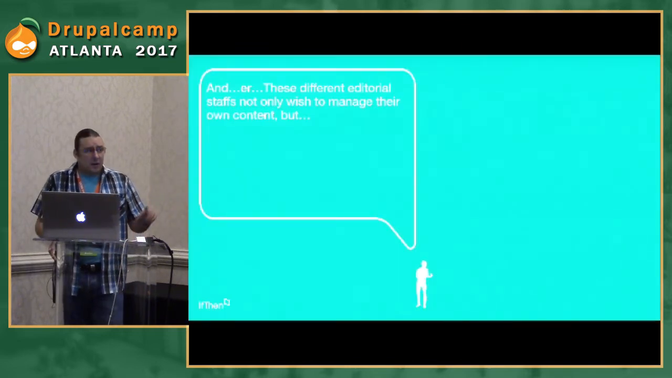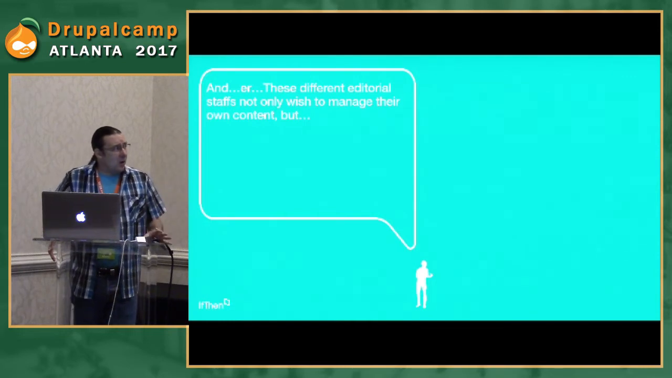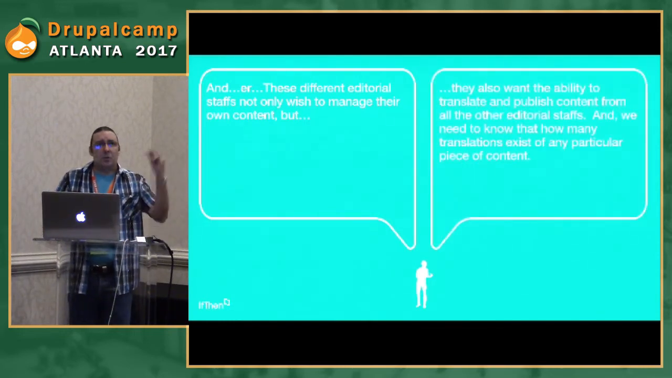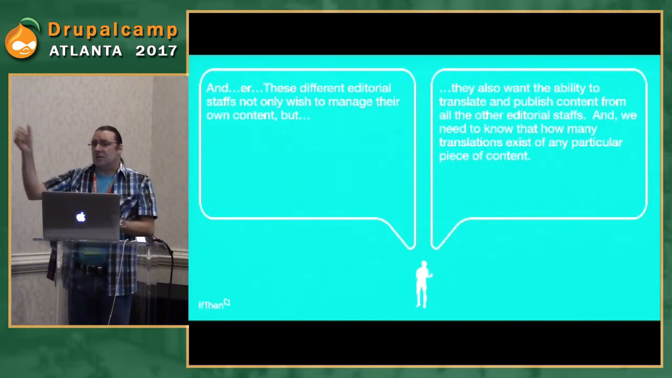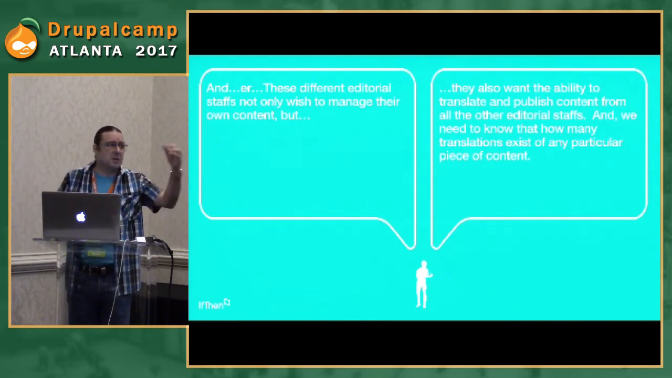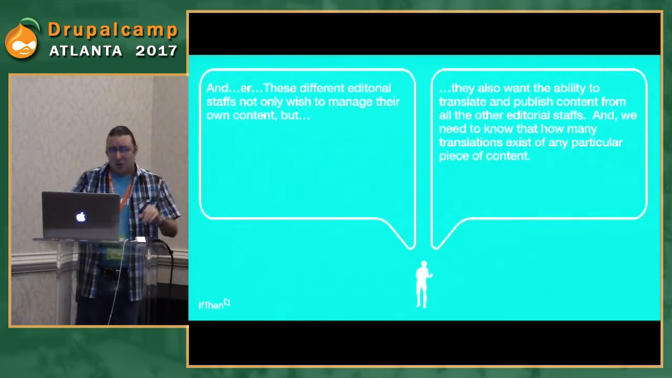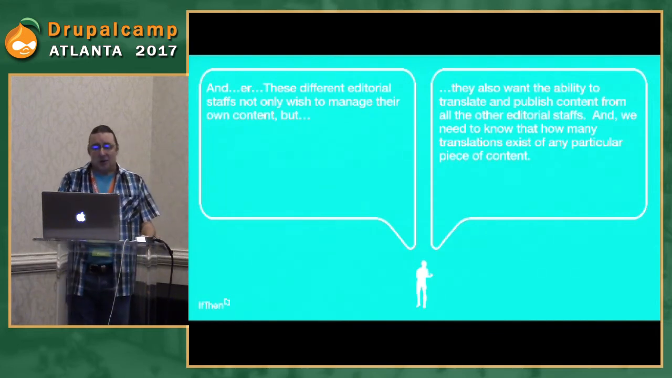Okay, so not only do we have all these different sites, but they all wish to manage their own content, but they also want to be able to pull in content from these other instances and publish them on their site. So maybe there's an article in Spain that I want to publish in Germany, and I want to be able to pull it from one place to another. And some of these are real requirements from real clients.